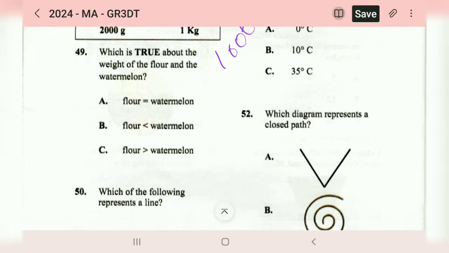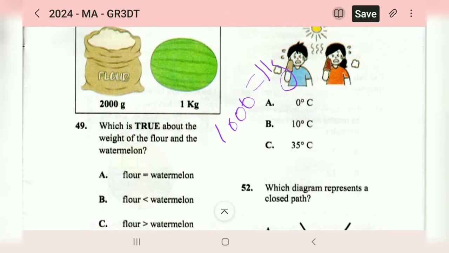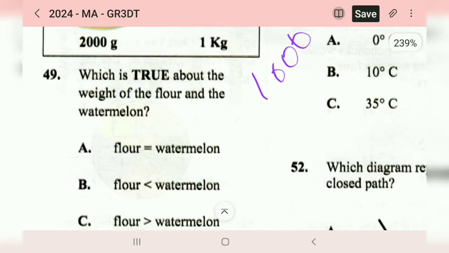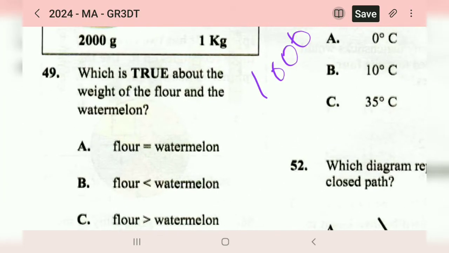All right, so let's go. It says 4 watermelon. Not 4. Guys, I'm down to it, you know. Tell you, my brain is tired now. This is my 4th paper.